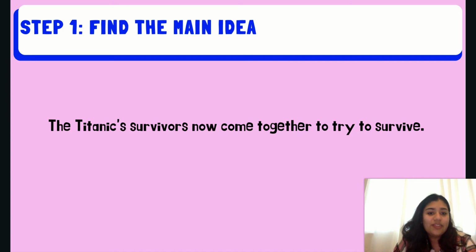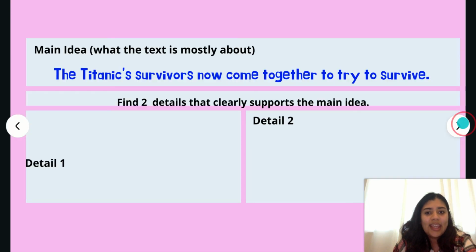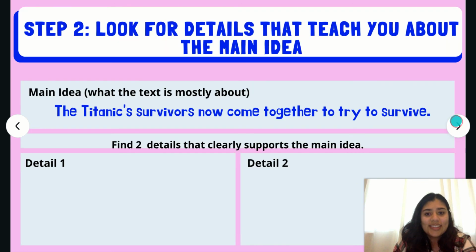And whenever we are looking for key details, we are going to use a table or graphic organizer that looks like this, with our main idea at the top and then the 2 details that we need to find that will support our main idea. So remember that our main idea for this page is that the Titanic survivors now come together to try to survive. We need to try to find 2 details that will support this main idea. So let's go back into the text to try to find some details that will teach us about this main idea.